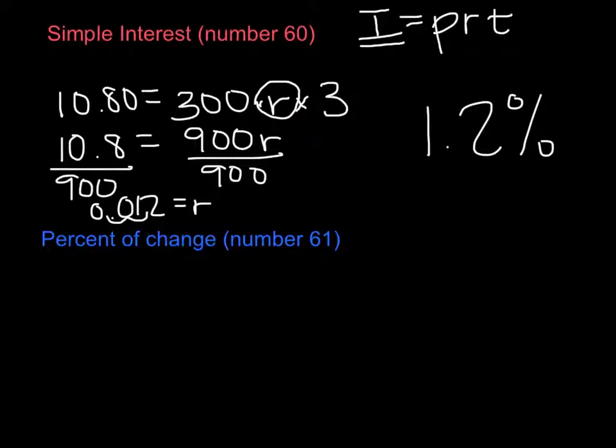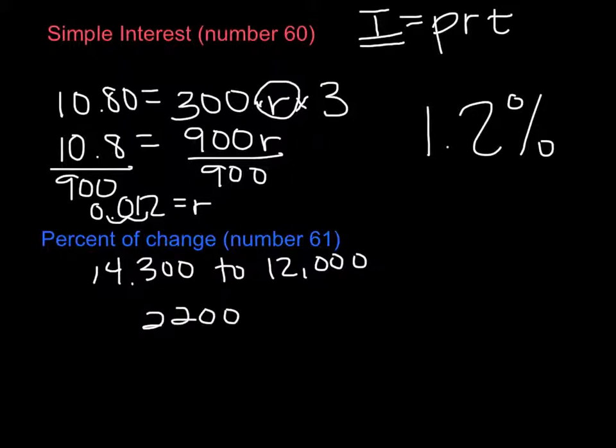And number 61 says the population of Mathville, don't you all want to live there, went from 14,300 to 12,000. Well, the population of Mathville is decreasing, unfortunately. So to find percent of change, you take the amount of change and divide it by the original amount. To find the amount of change, you subtract. So 14,300 changed by 2,200, and you divide it by the original, which was 14,300. And you want that as a percent.